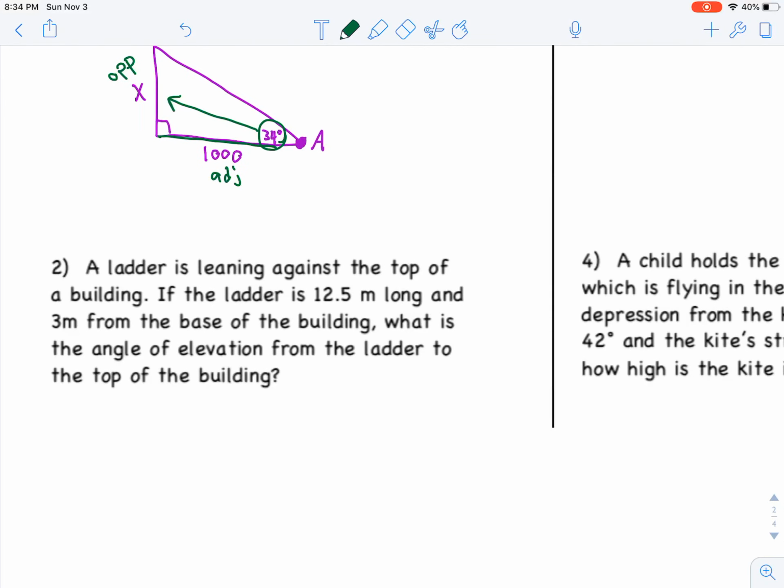A ladder is leaning against the top of a building. If a ladder is 12.5 meters long and 3 meters from the base of the building, what is the angle of elevation from the ladder to the top of the building? What's our vocabulary word? Angle of elevation. So we're going to highlight that, and we're going to draw our triangle that goes along with it. Okay?